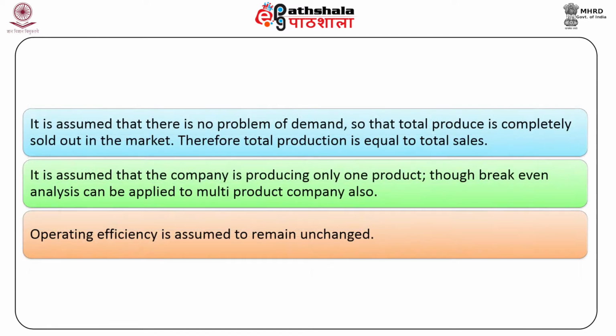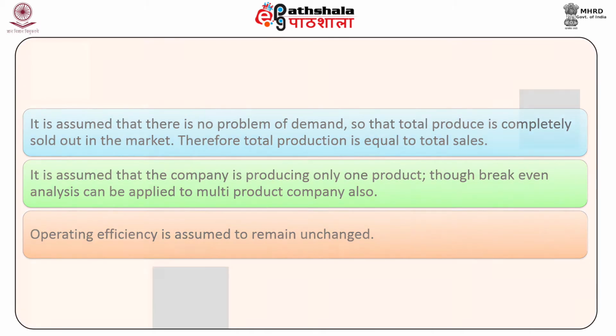Fifth, it is assumed that there is no problem of demand, so that total produce is completely sold out in the market. Therefore, total production is equal to the total sales. Sixth, it is assumed that the company is producing only one product, though break-even analysis can be applied to a multi-product company also. Seventh, operating efficiency is assumed to remain unchanged.